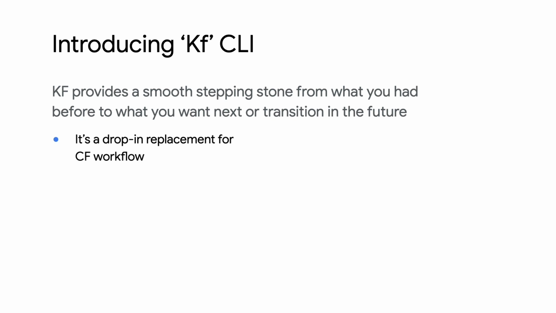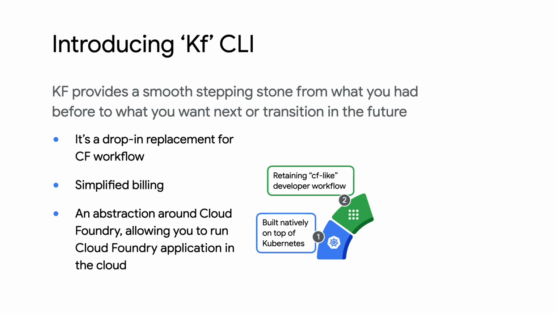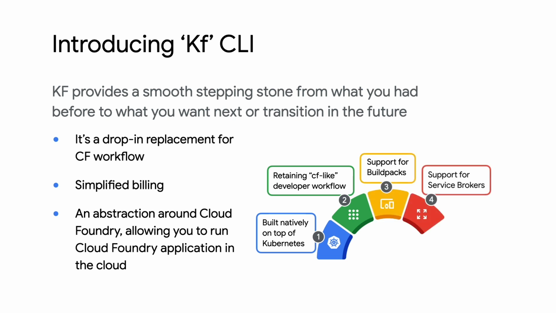It allows you to modernize workloads by running them on GKE and Anthos, but what makes KF special is that it minimizes developer downtime by allowing developers to retain the same Cloud Foundry workflow they already use. So just like in Cloud Foundry, when you typically type the CF push command to build and deploy your code, you can do the same with KF by saying KF push.